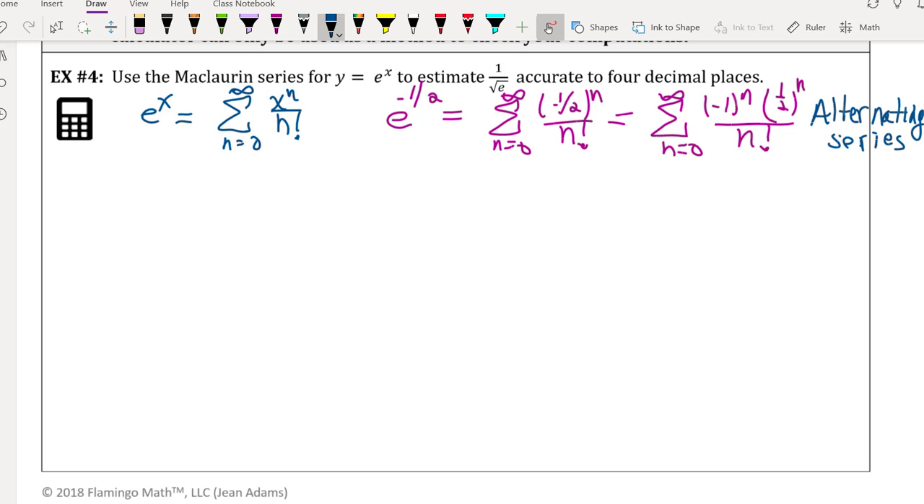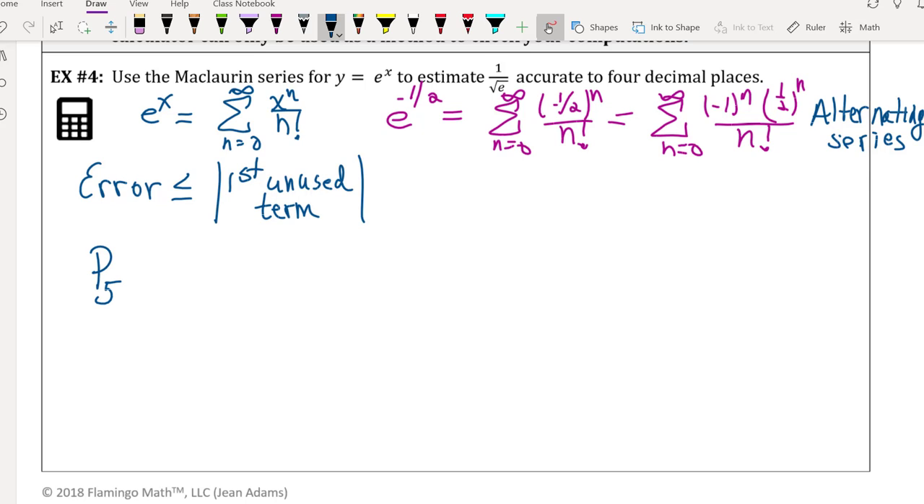Okay, so what we want to show is, we can do this now, we can say that the error has to be less than or equal to the first unused term. That's the idea we're going to use for the error bound. So we want this to 4 decimal places. So let's do a 5th degree polynomial and see where we are there.